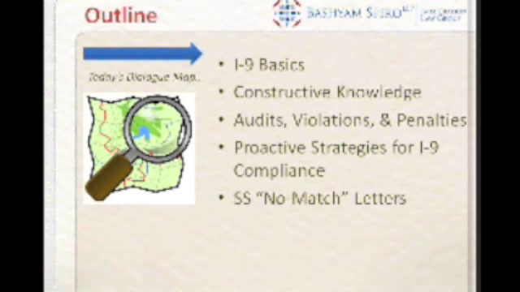This is just an outline of the things that we're going to discuss today. First, I'm going to hit the basics of I-9 forms, which a lot of you who are listening probably are already aware of. We're going to talk a little bit about knowledge, actual versus constructive knowledge. This is the thing that gets employers into trouble. Also, we're going to talk a bit about audits, violations of I-9 regulations, and penalties that could be imposed upon an employer. And we're going to talk a bit about what we believe employers can do to help themselves to be proactive here. And then finally, we're going to hit on the no-match letters.